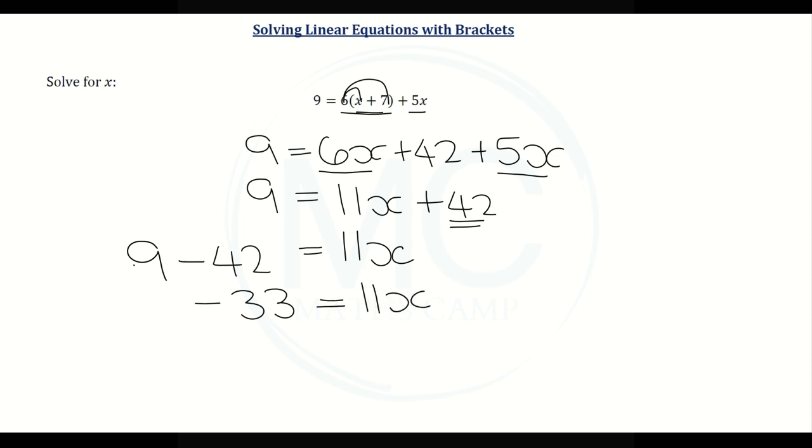Finally, to get x by itself, let's divide both sides by 11. So we say negative 33 over 11. Negative 33 divided by 11 gives us negative 3. And on the right-hand side, the 11's cancel, and we're left with x.